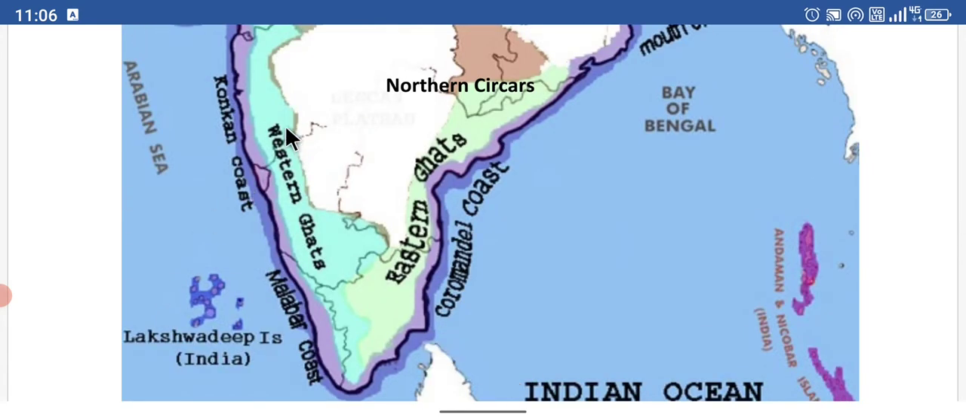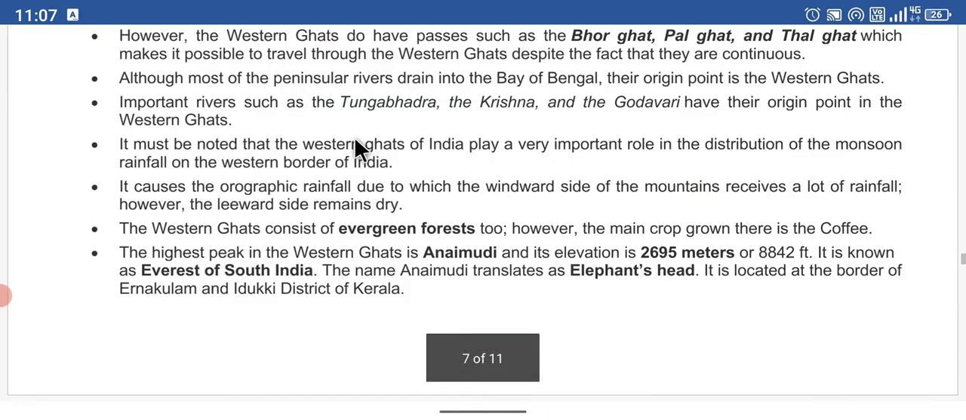In this photo we can see that this is Western Ghat and this dark color represents the windward side and this light white color represents the leeward side. Windward side is that side which receives heavy rainfall and leeward side is that side which receives less rainfall or remains dry due to the height of this Western Ghat. The Western Ghat has evergreen forest. However, the main crop is coffee.